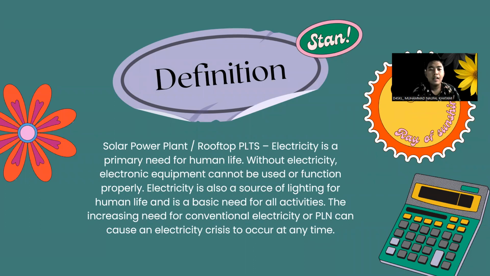Next, definition. Solar power plant or rooftop PLTS. Electricity is a primary need for human life. Without electricity, electronic equipment cannot be used or function properly. Electricity is also a source of lighting for human life and is a basic need for all activities. The increasing need for conventional electricity or PLN can cause an electricity crisis to occur at any time.